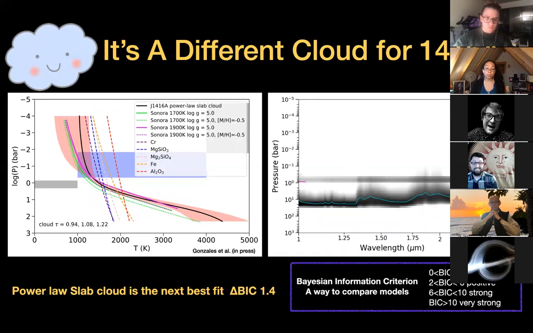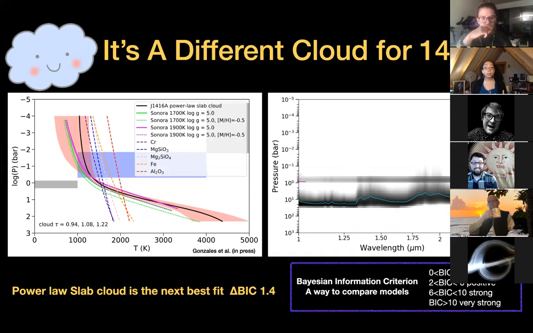So this is telling us that the slab cloud model should be able to tell the same exact story as the deck cloud. And the big difference between the slab cloud and the deck cloud is that the slab cloud has a defined top and bottom in pressure space, while the deck cloud doesn't have a defined bottom.